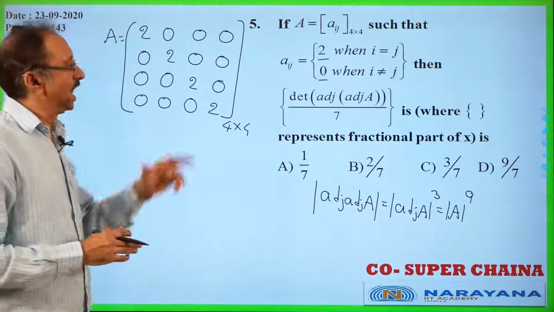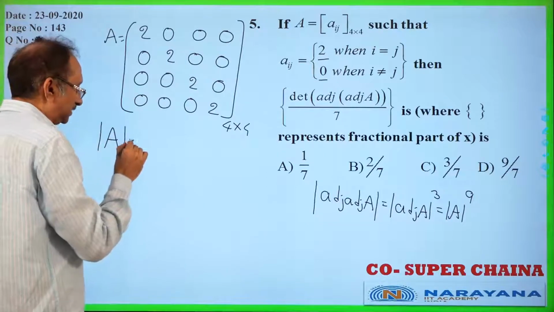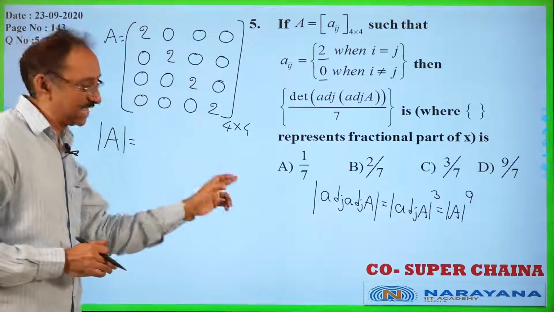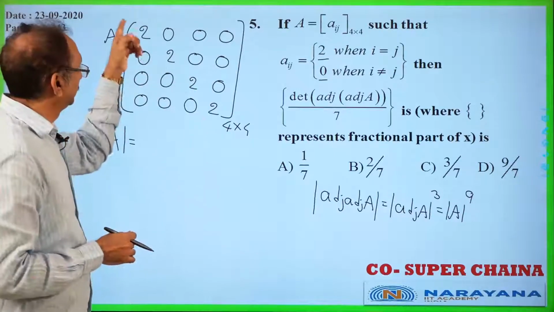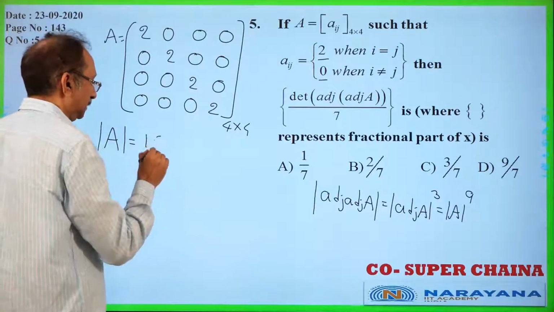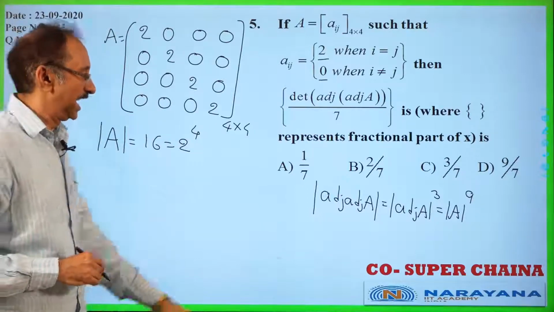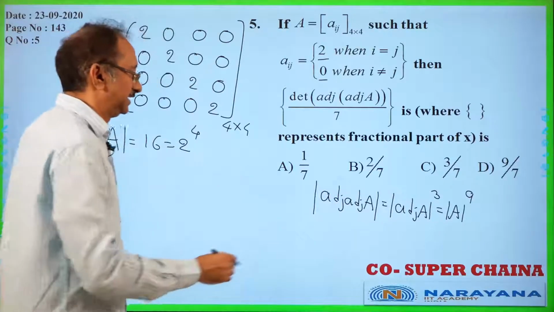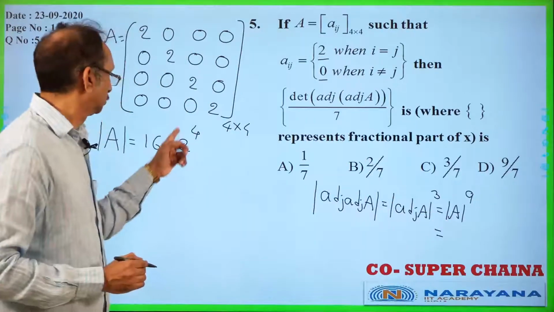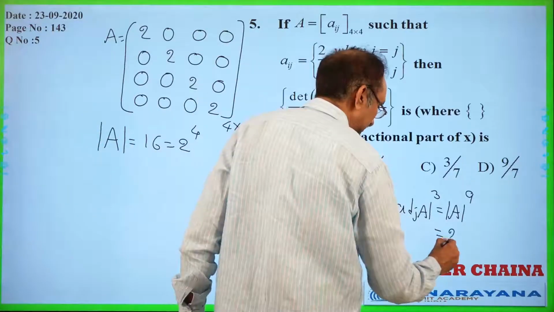It's a simple one. And what is the determinant? See, it is a diagonal matrix. What is the determinant of a diagonal matrix? Product of the diagonal elements. So its determinant is 2 into 2 into 2 into 2. So 2 power 4, 16. Or you can write simply 2 power 4. Okay. And therefore, I want this det A power 9. So what is det A? 2 power 4. Whole power 9. That is 2 power 36.